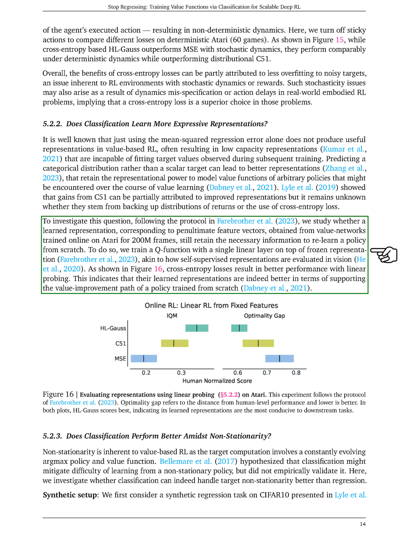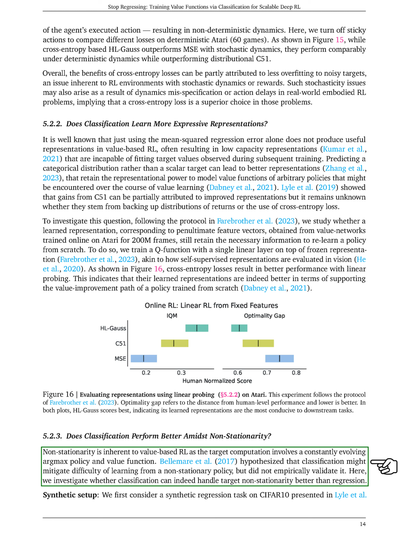We investigate this by examining whether representations learned from value networks trained online still retain the necessary information to relearn a policy from scratch. Our experiments show that cross-entropy losses indeed result in better performance, indicating that they foster more expressive representations that support the value improvement path of a policy trained from scratch.